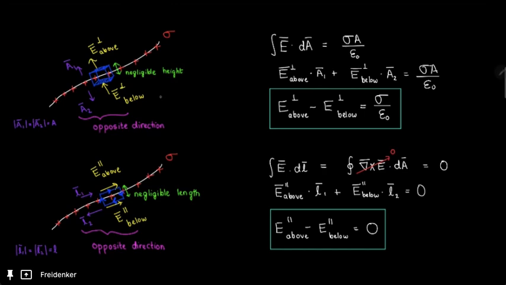So there are two cases. One is for the perpendicular direction and the other is for the parallel direction. Perpendicular to the charge distribution and this is parallel to the charge distribution. In the perpendicular case, what we did is we took a box, a pill box, whose height is very negligible. It means this rectangular box is very close to the charge distribution.